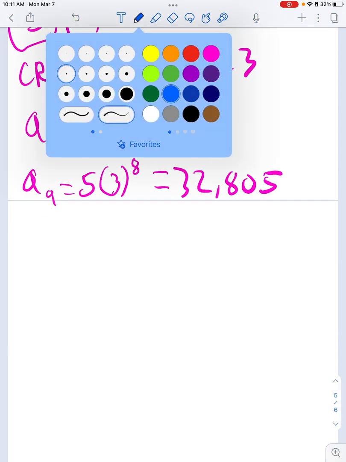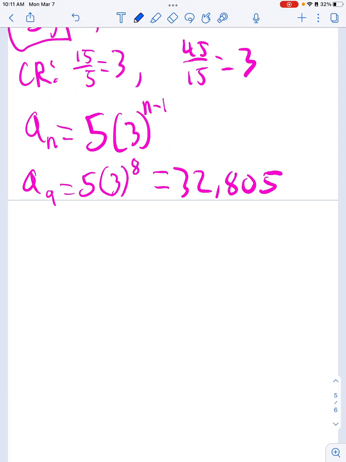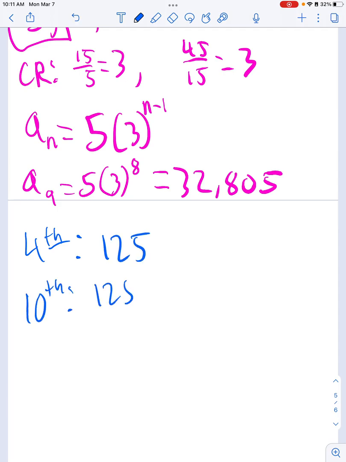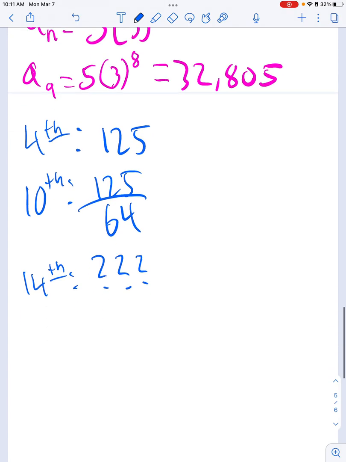Okay, finding a term of a geometric sequence. Let's say that the 4th term of a geometric sequence is 125. The 10th term is 125 over 64. Find the 14th term. Assume that the terms of the sequence are positive.